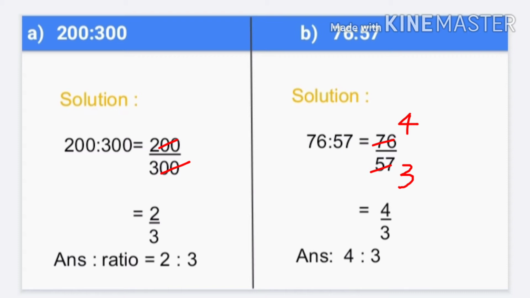B: sum 76 is to 57. Convert ratio into fraction. 76 is to 57. Cancel by 19 table. 19 into 4 equal to 76. 19 into 3 equal to 57. 4 by 3. The ratio equal to 4 is to 3.